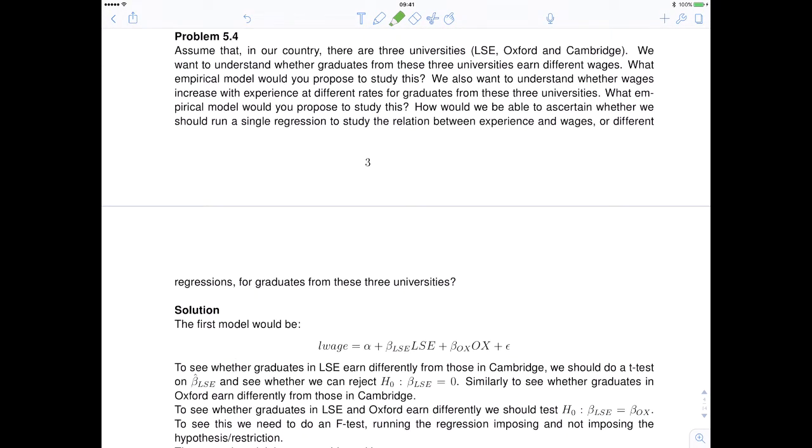Okay, 5.4. Assume that in our country there are 3 universities, LSE, Oxford, and Cambridge. We want to understand whether graduates from these 3 universities earn different wages. What empirical model would you propose to study this? We also want to understand whether wages increase with experience at different rates for graduates from these 3 universities. What empirical model would you propose to study this? Okay, so it seems like we have 2 parts to this question, right? Just one looking at the changes in salaries, and one looking at the changes in salaries including experience as well.